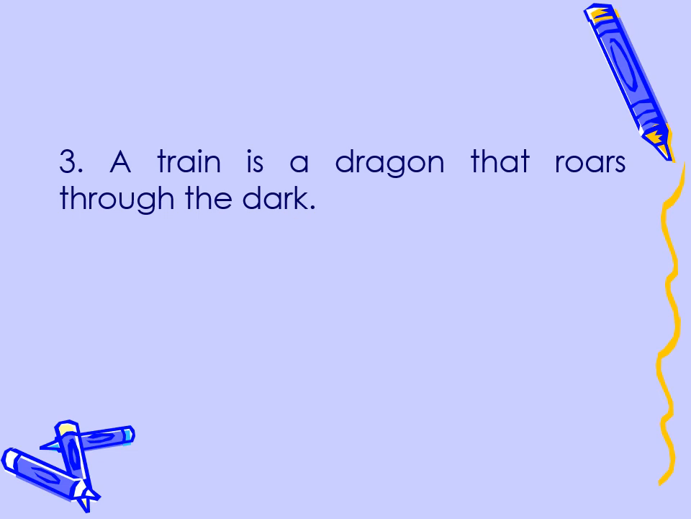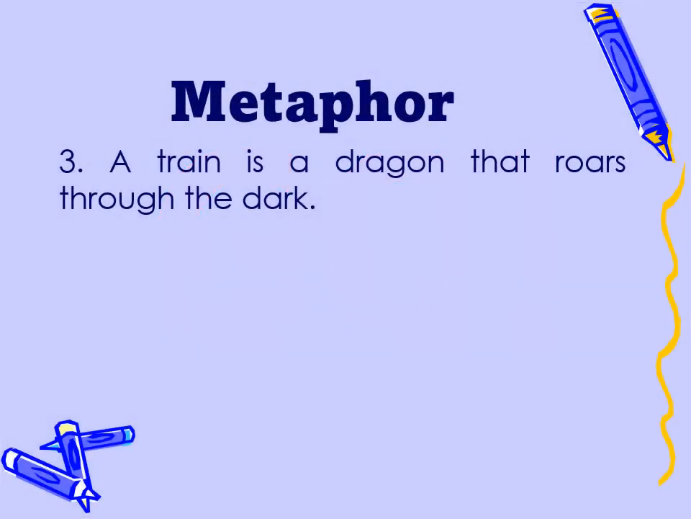Okay, next. A train is a dragon that roars through the dark. So what figurative language is this? Three, two, one, go. This is metaphor, exactly. So what are the two things being compared in the sentence? That's correct. So we have train and dragon. This time we didn't use like or as. Instead we use is. We directly compared a train to a dragon.